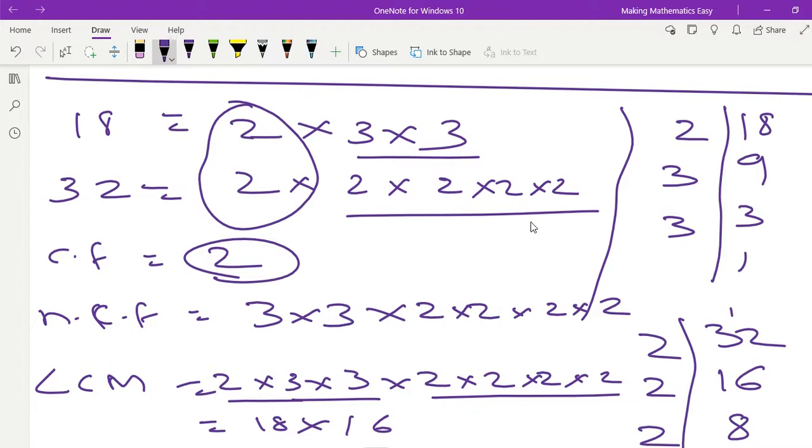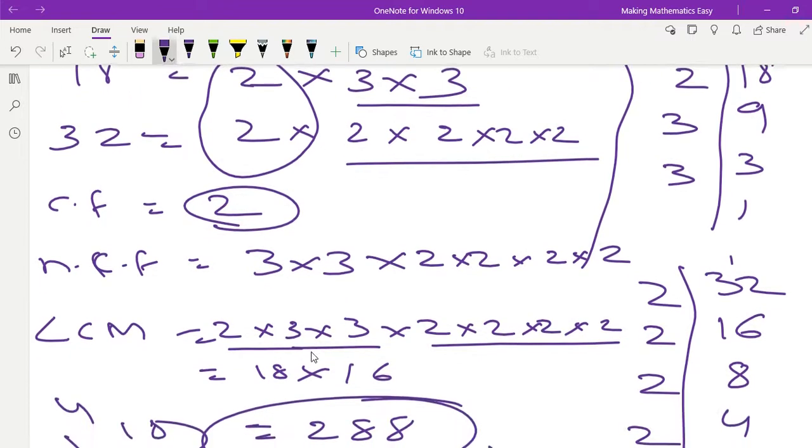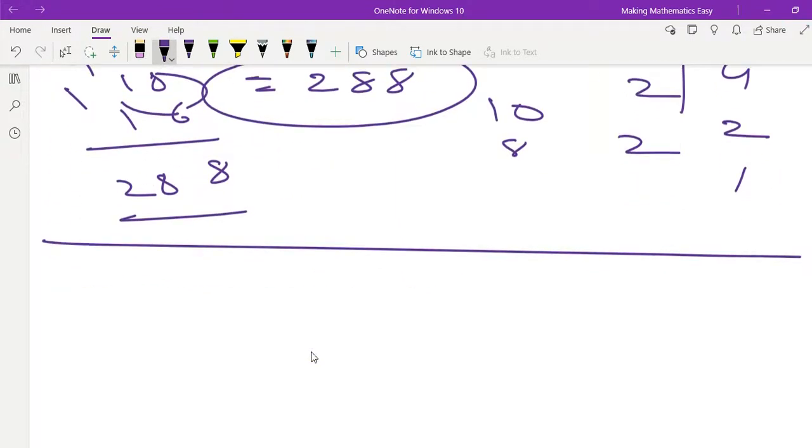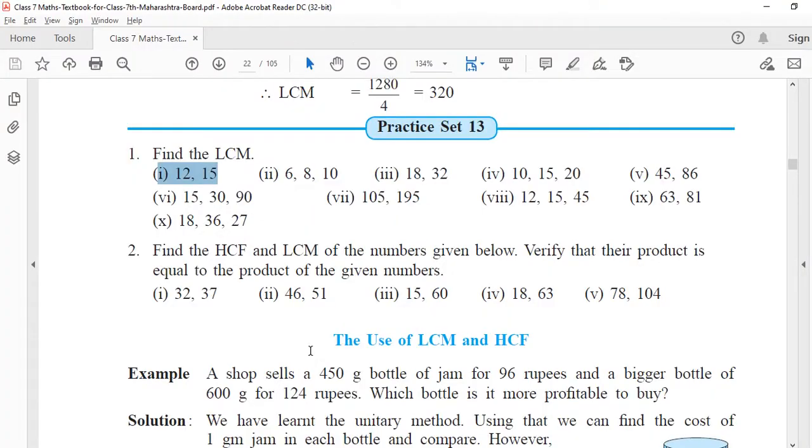Okay, first you need to find out the prime factor and put that prime factor over here. The next step is to find out the common factor between two or three numbers, and then the non-common factor, and then you need to multiply the common factor with the non-common factor. The product that you will get is your LCM. That's it. Okay, let's move on to sum number 4, which is 10, 15 and 20.